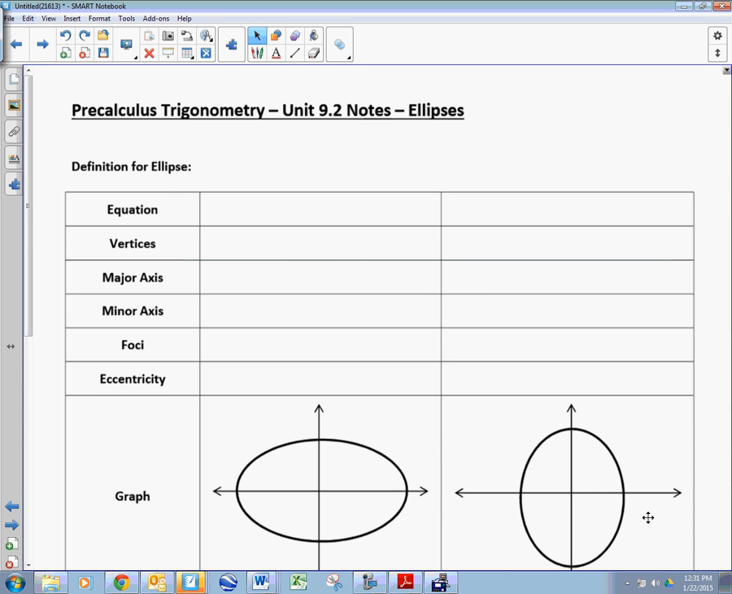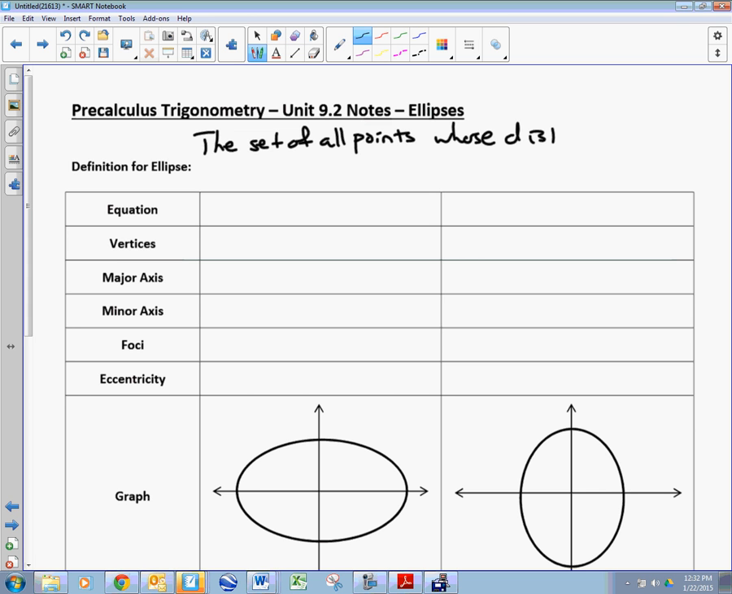Okay, today's ellipses. Definition: the set of all points whose distances from two foci sum to a constant. What does that mean?